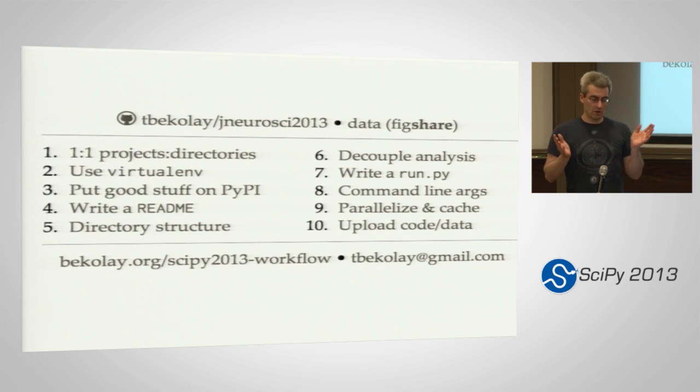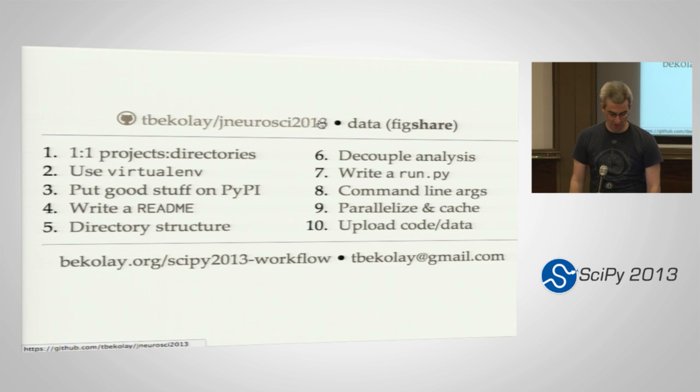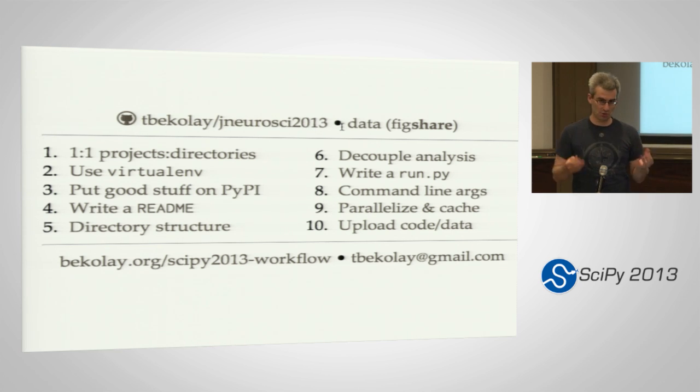So hopefully you found something in these tips that you can apply to your own workflows. If you want to see a proof of concept that this works, you can check out this GitHub repository, which is the source for the paper that I just submitted to the Journal of Neuroscience, along with the data that is in Figshare.